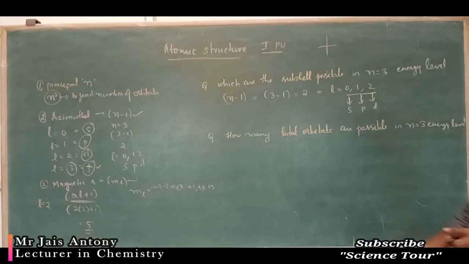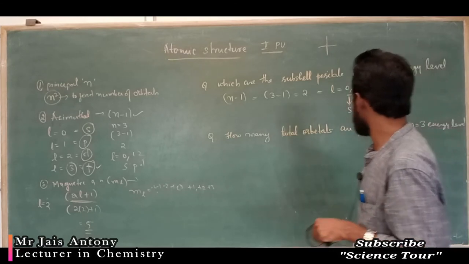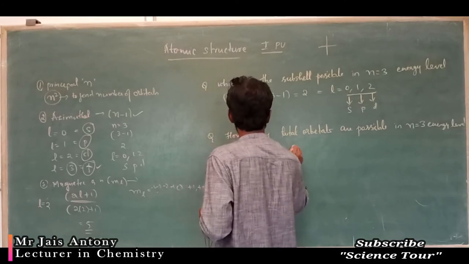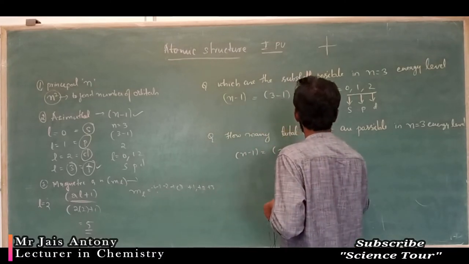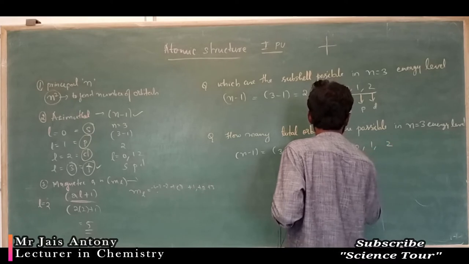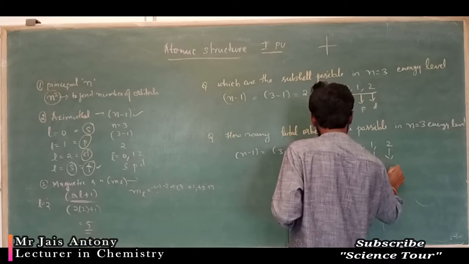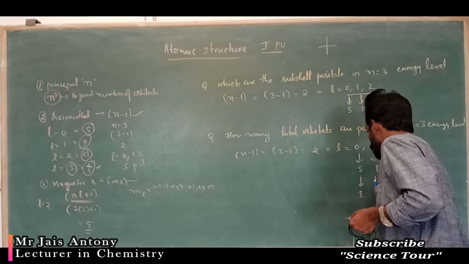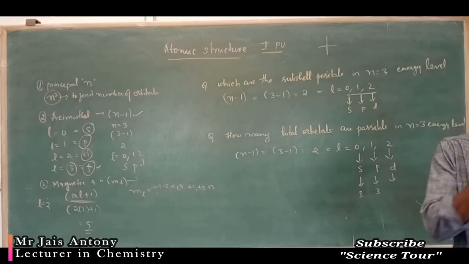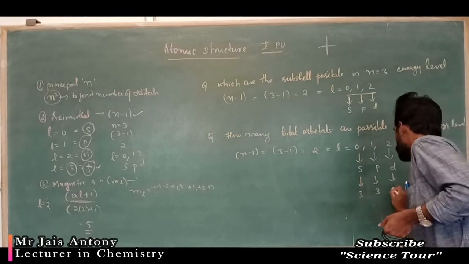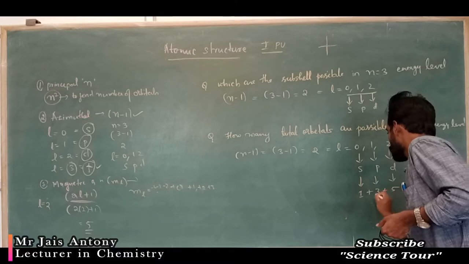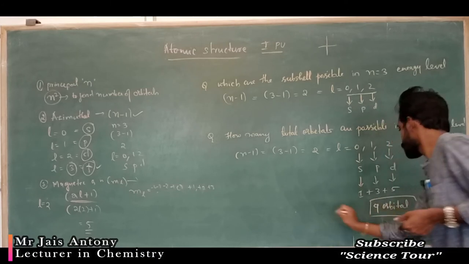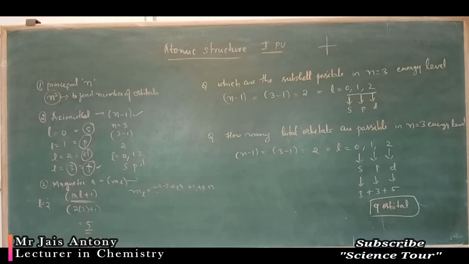Okay. Next question: how many total orbitals are possible in n is equal to 3? For that you can use the same formula, n minus 1, which is 3 minus 1 equal to 2, so l is 0, 1, 2, here s, p, d. But in the s subshell how many orbitals are present? Only one orbital. In p, 3 orbitals are present: Px, Py, Pz, and d has 5 orbitals. Total number of orbitals is 1 plus 3 plus 5, which is 9 orbitals. Please note down.